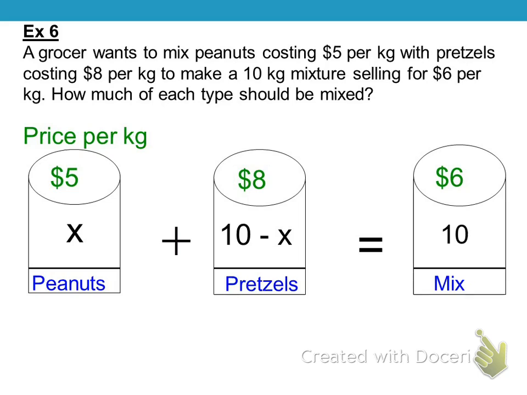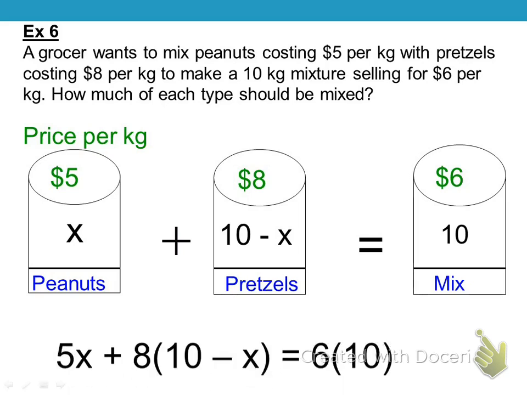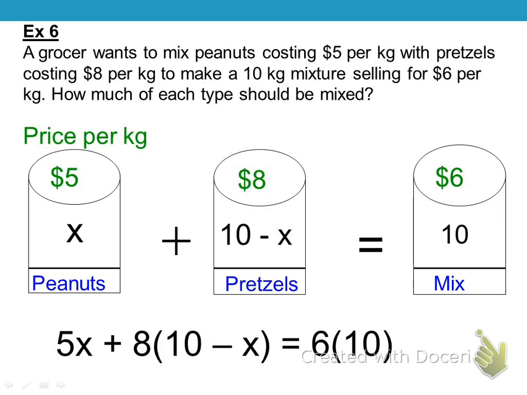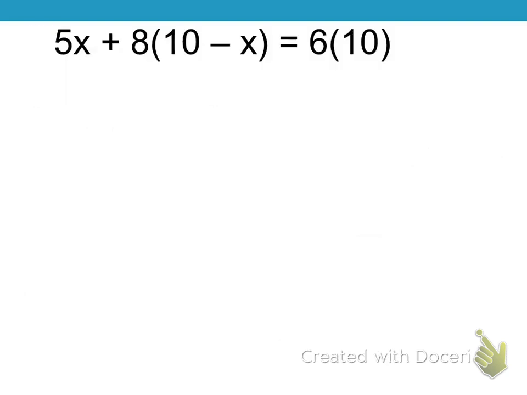All right, so I'm going to write my equation. I have 5 times X. I have 8 times that quantity, 10 minus X. That's going to equal 6 times 10. What are your questions so far? All right, this is what we're going to solve.